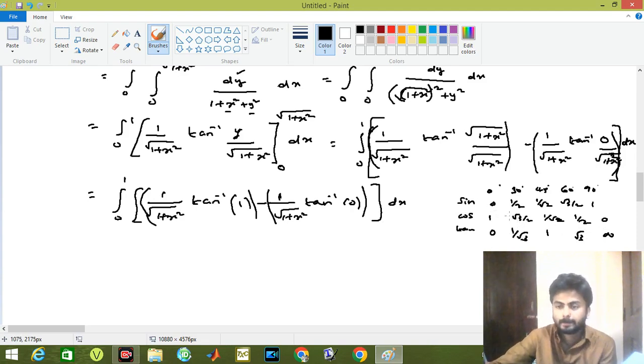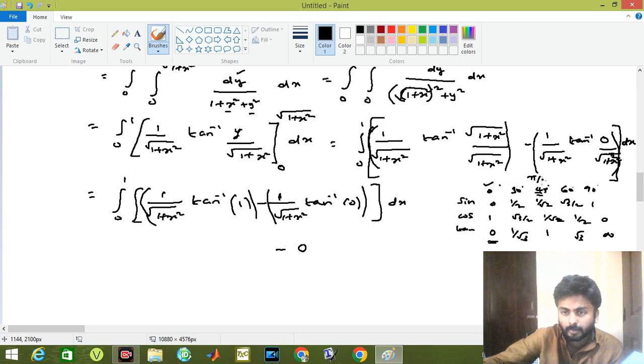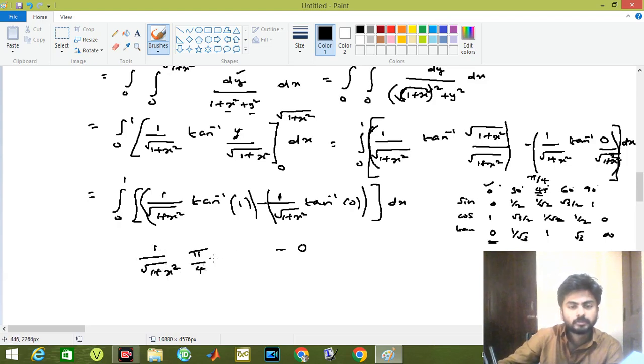Okay, so here you have tan inverse of 0, which means where tan gives 0, so it is 0, so minus 0. Tan inverse of 1 means where you get 1, which is 45 degrees. 45 degrees means pi by 4, since pi means 180, pi by 2 is 90, and pi by 4 is 45 degrees. Then it is 1 by root of 1 plus x square into pi by 4, minus 0, integral 0 to 1 dx.